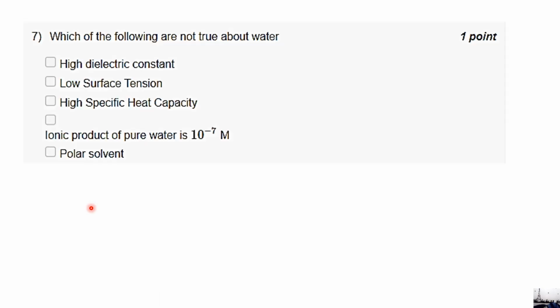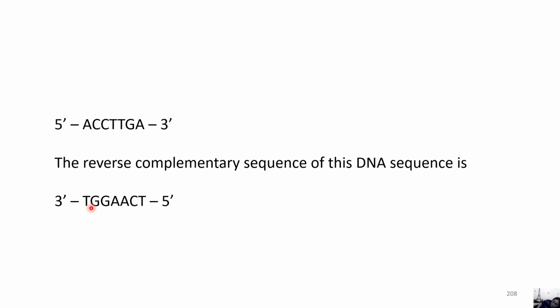Which of the following are true about water? High dielectric constant, low surface tension, high specific heat capacity, ionic product of water is 10 to the power minus 7, and it being a polar solvent. So I'll give you a few minutes to think about the answer to this question.